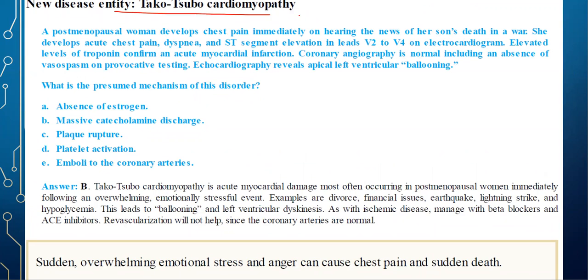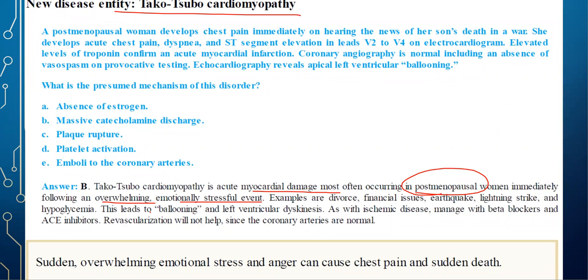Now, there is a condition called Takotsubo cardiomyopathy. It's not very important, but I would like you to just know about it. Takotsubo cardiomyopathy is a kind of chest pain which looks like an ST elevated myocardial infarction, but it's actually not. It's an acute myocardial damage, most often occurring in postmenopausal women immediately following an overwhelming, emotionally stressful event. Could be divorce, financial issues, earthquake, lightning strike, hypoglycemia.